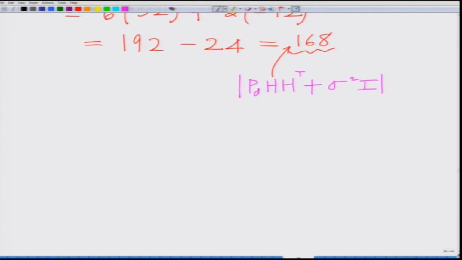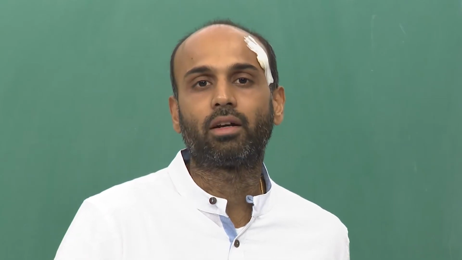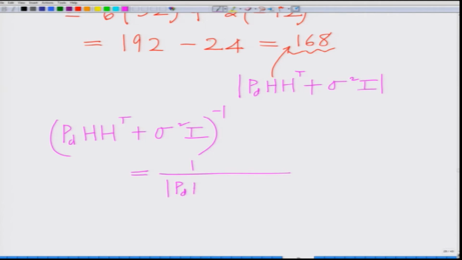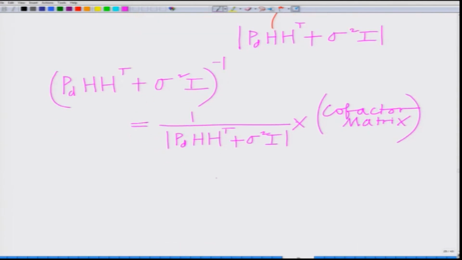Now we have to compute the inverse of this matrix. The inverse of this matrix is given by 1 over the determinant of the matrix times the cofactor matrix. So that inverse, P D H H transpose plus sigma square identity inverse, is equal to 1 over the determinant, that is 1 over 168, times the cofactor matrix. Again, you can refresh your knowledge about the cofactor matrix.